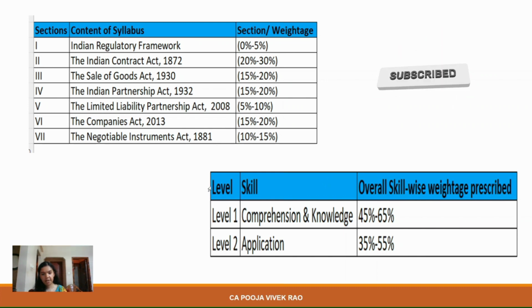So, to summarize, comprehension and knowledge based skill focuses on understanding what the law says and why, whereas, on the other hand, application based skill focuses on how to use that understanding in practical situations to solve business related legal issues.